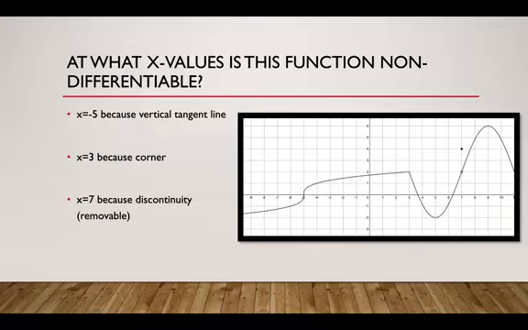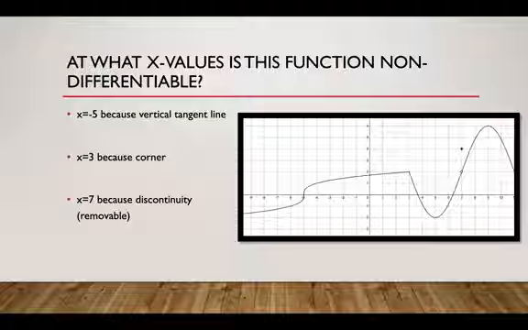Okay, so for starters, we have x equals -5, and we have a vertical tangent line there. So at x equals -5, that function is going to be non-differentiable. Alrighty, and then moving to the next point, we have x equals 3, and we have a pretty strong corner there. Let me explain this a little bit more in detail.